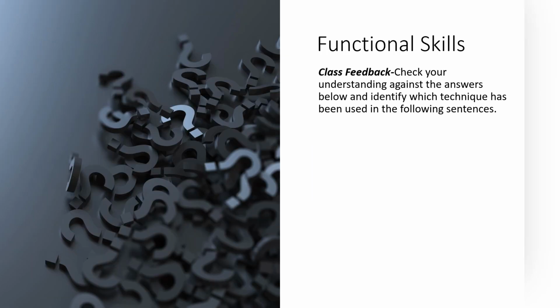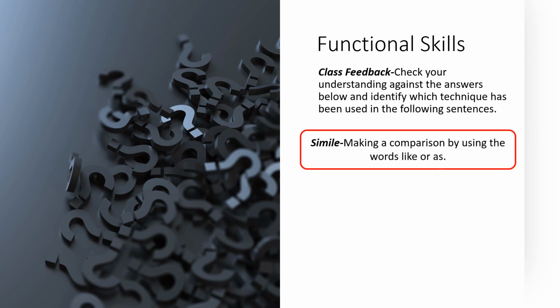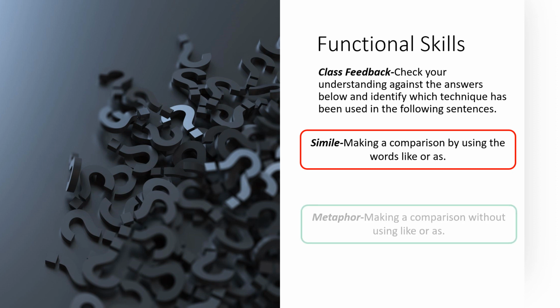Class feedback. Check your understanding against answers below and identify which techniques have been used in the following sentences. So first of all then, we have our definitions. A simile is when we make a comparison by using the words like or as. So for example, if you were to say you're as fast as a cheetah, that would be a simile, because we've used like or as to make a comparison.